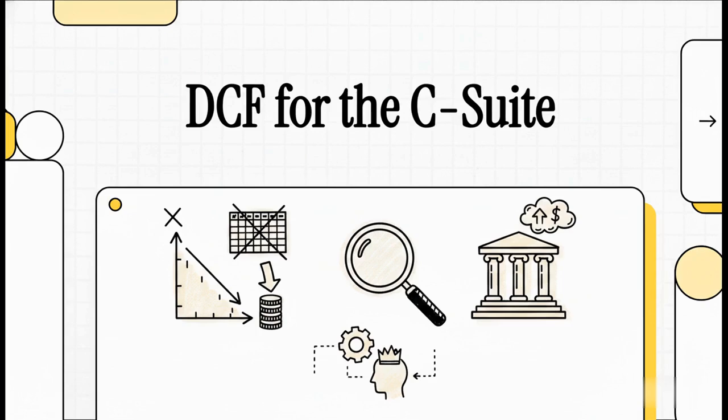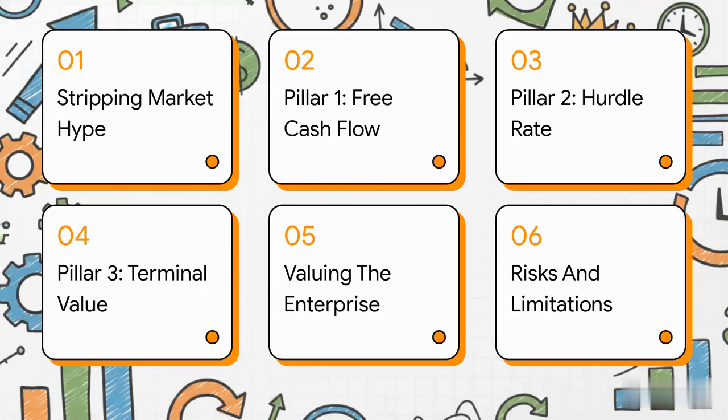meeting. Today, we're going to take all that complex math your analysts are using and translate it into a crisp, strategic framework you can actually leverage. Here's our roadmap for this explainer. We'll start with stripping away market hype, move to Pillar 1, free cash flow, then Pillar 2, the hurdle rate, and Pillar 3, terminal value. Finally, we'll wrap up with valuing the enterprise and some strategic risks and limitations.